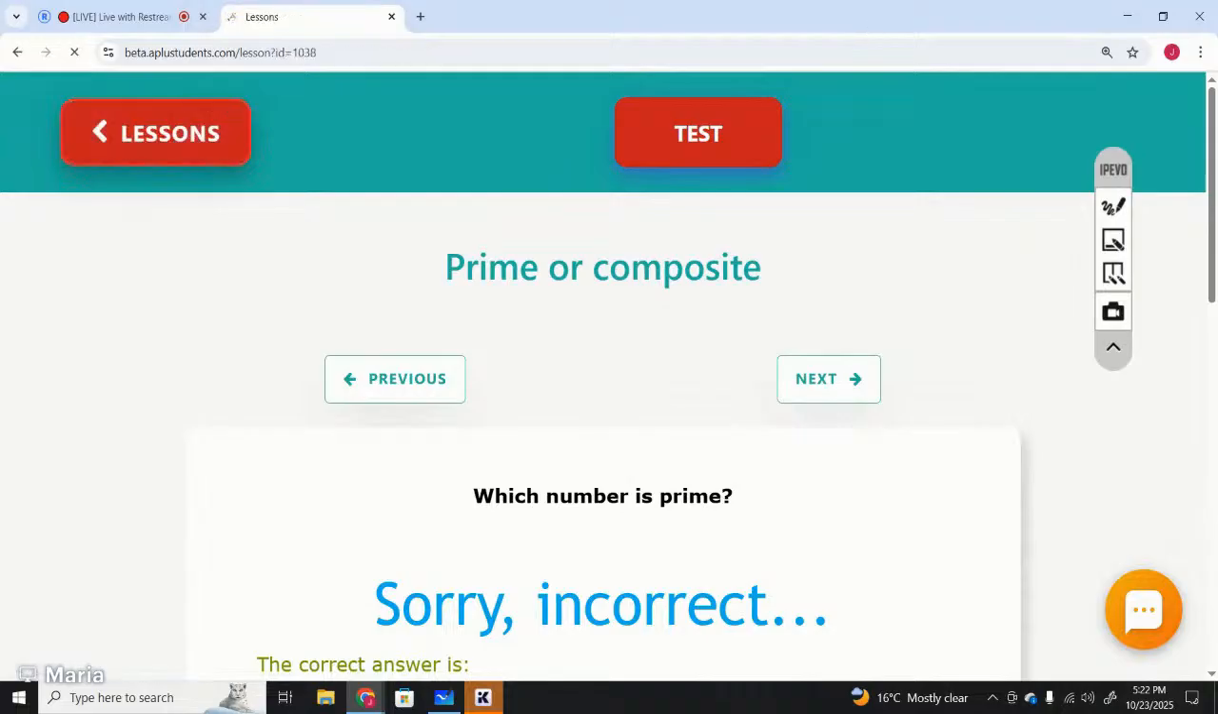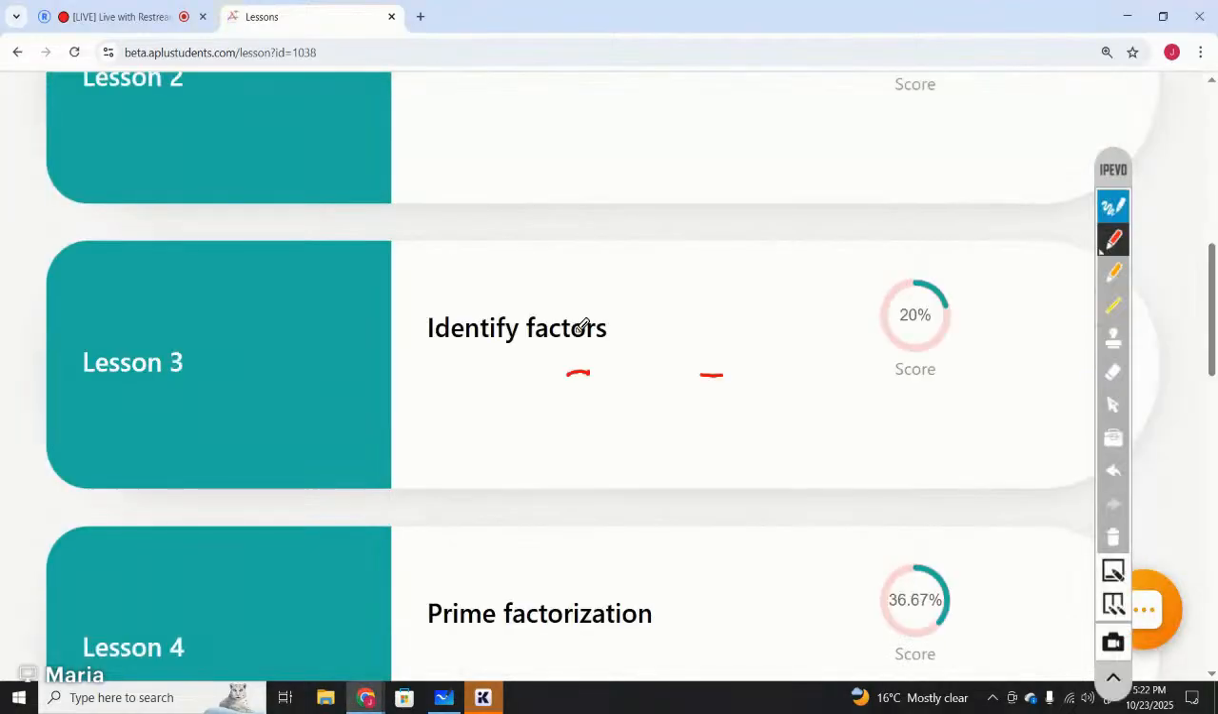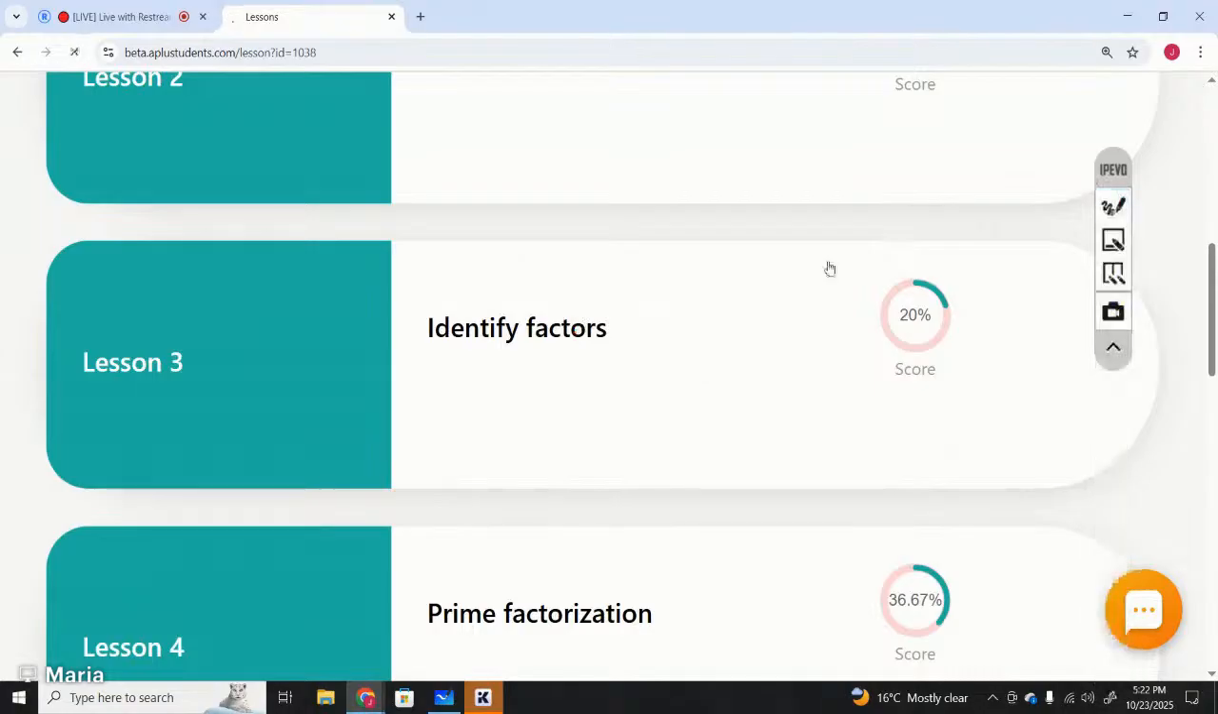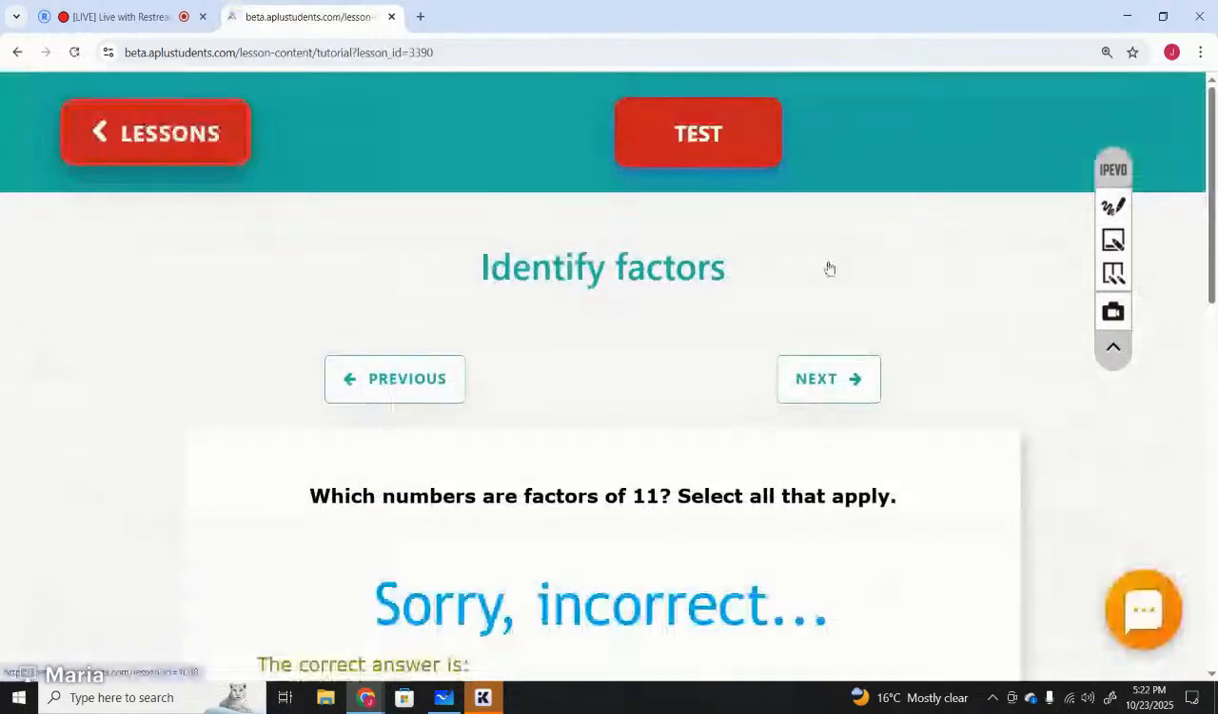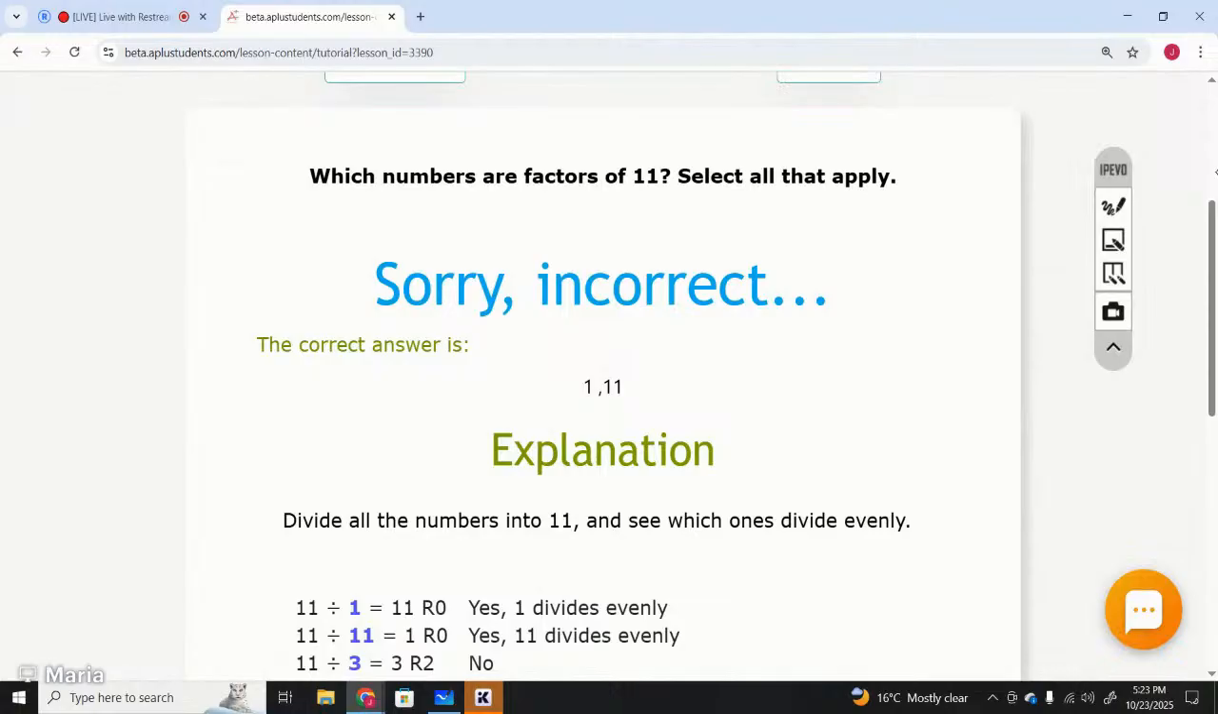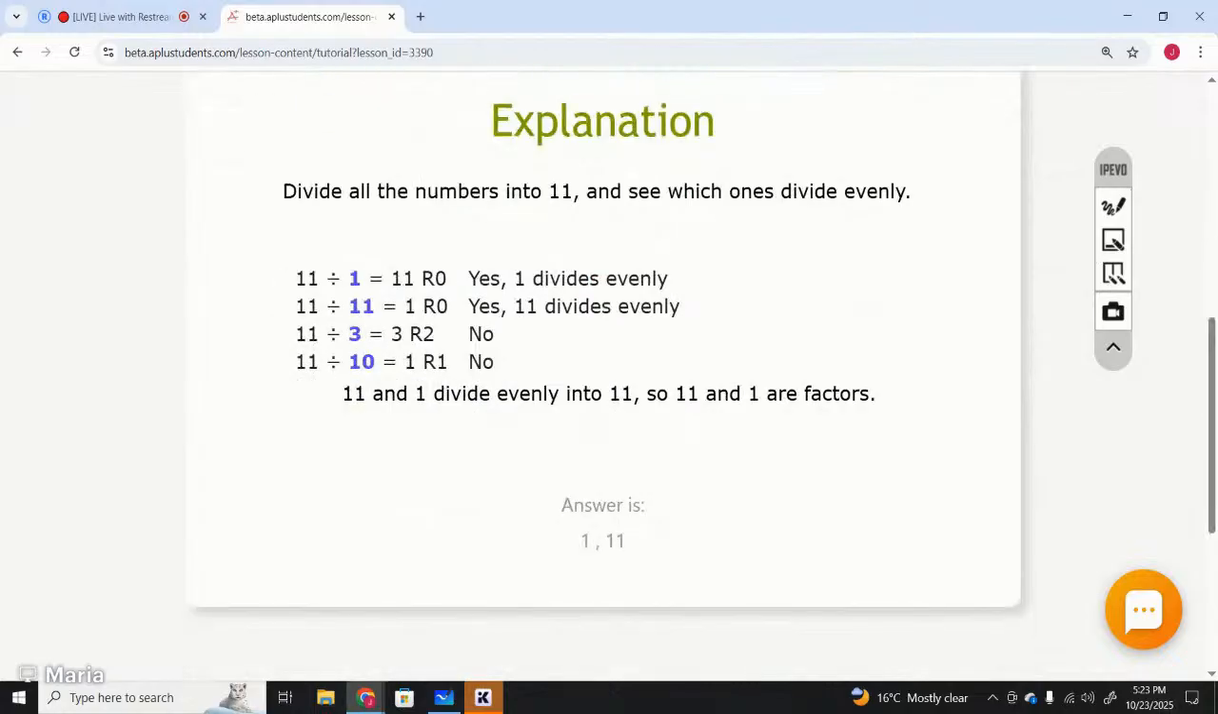The next lesson is identify factors. Which numbers are factors of 11? Factors means all the numbers that can divide 11 evenly. So the only numbers that can divide 11 evenly are 1 and 11. So two factors.